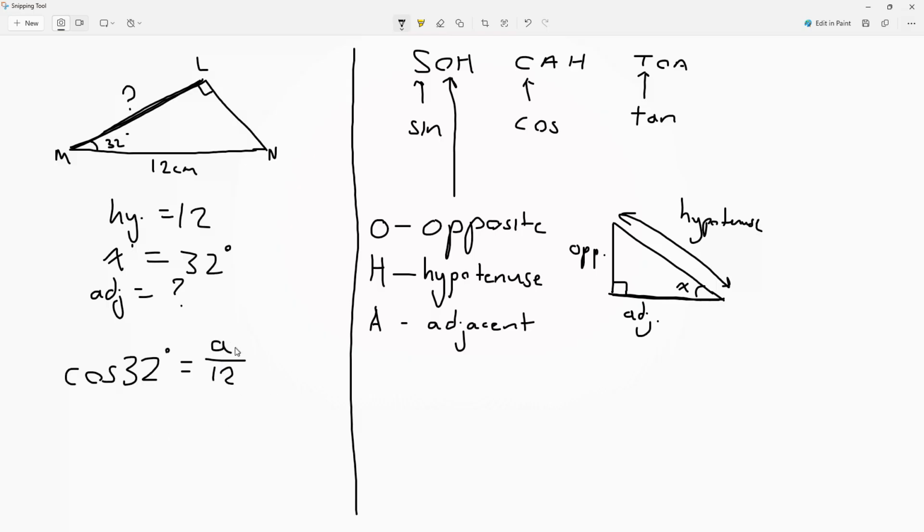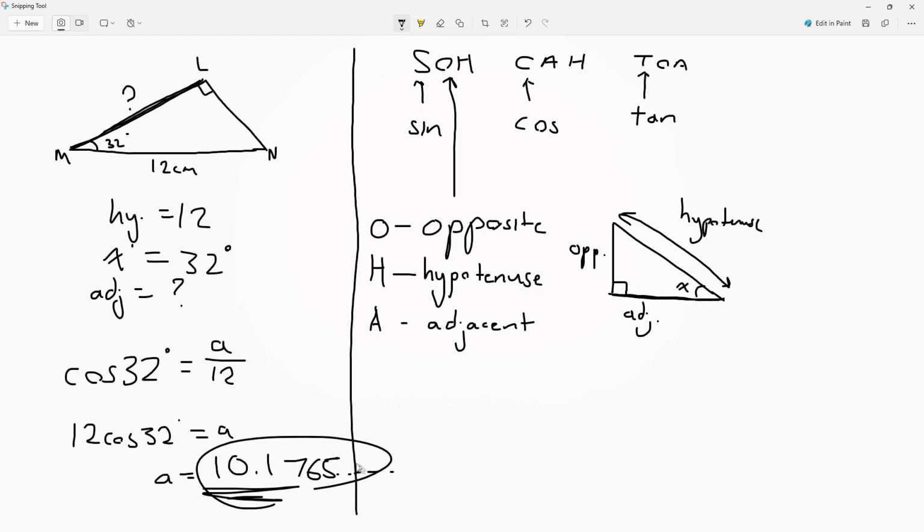So in order to find A, we multiply 12 on both sides. Then that'll be 12 cosine 32 equals A. So you put that in the calculator and you get 10.1765, and then it just goes on. I'm gonna do one more example for you guys, and I'm gonna let you guys try this now.